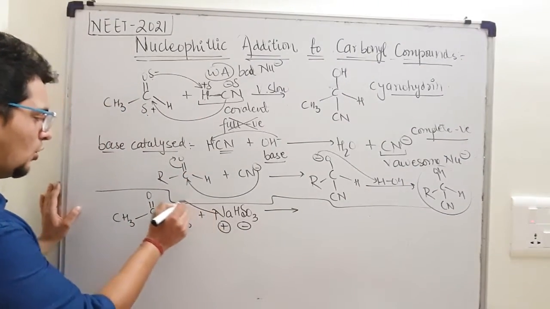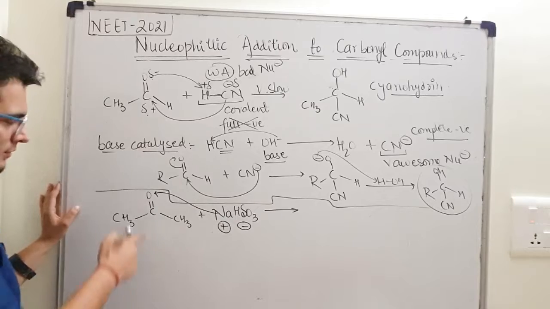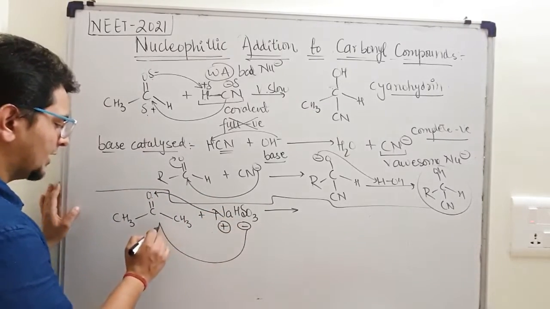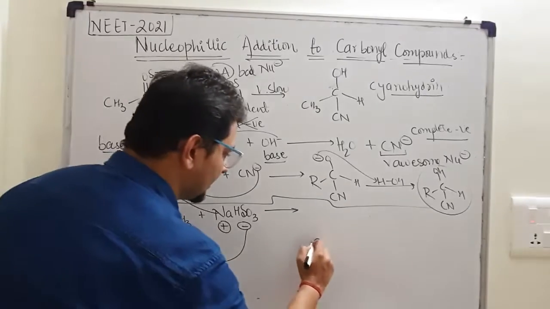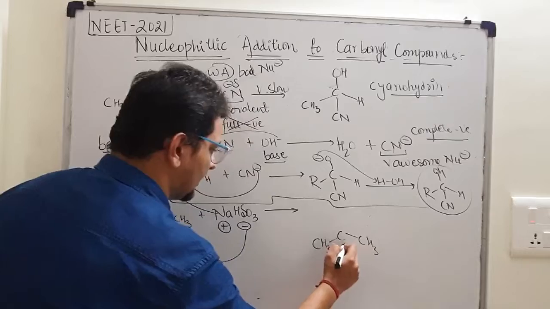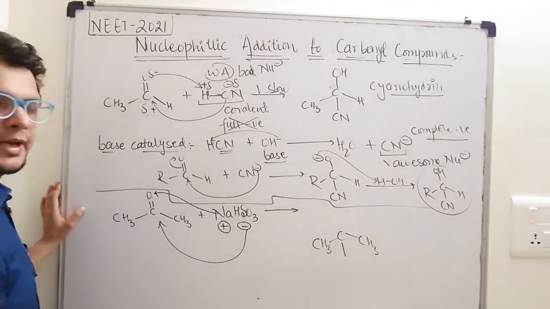Na plus will go and attach here. That means the lone pair will attack on Na plus and take it. And HSO3 minus attaches here. So see how beautiful this will look. C, CH3, and here HSO3 minus has come.